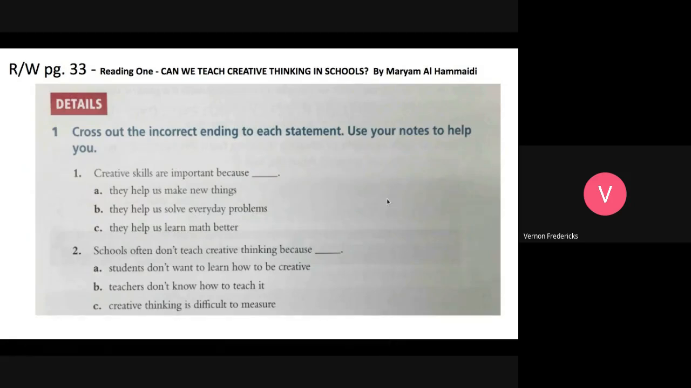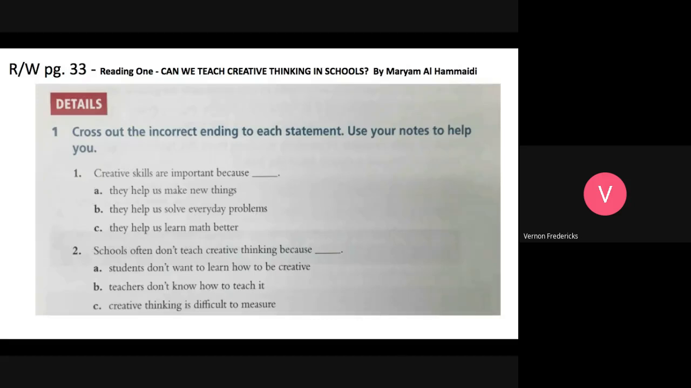Next question. Details. Cross out the incorrect ending to each statement. Use your notes to help you. Okay? So we need to delete the incorrect one. Okay. Number 1. Creative skills are important because they help us make new things. They help us solve everyday problems. They help us learn math better. Okay, which one are we going to delete? A, B, or C?